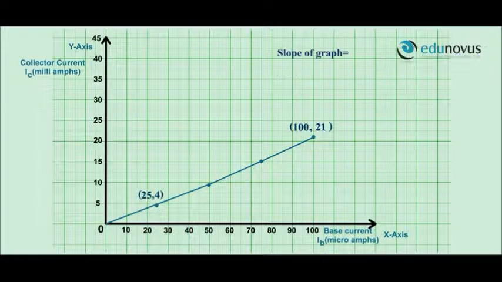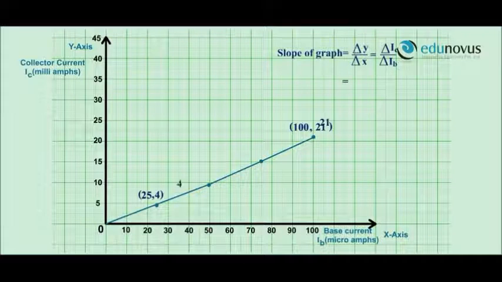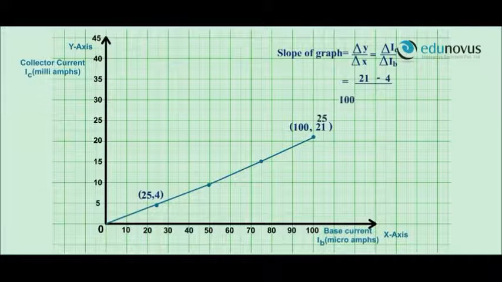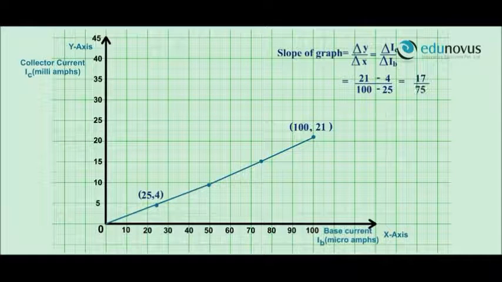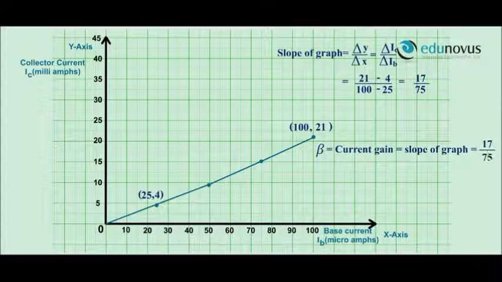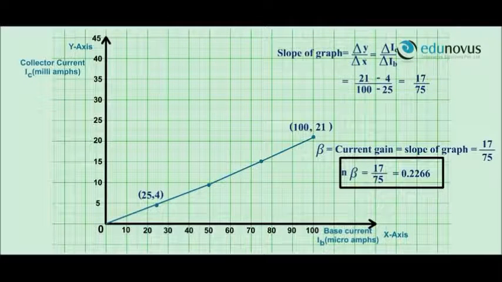Here, the slope of the graph is given by delta y by delta x, which is equal to delta IC by delta IB, which is 17 divided by 75. It is nothing but the current gain beta, that is equal to 17 by 75, which is equal to 0.2266.